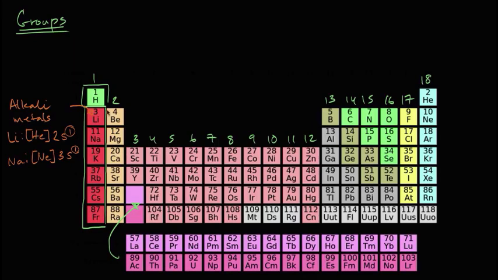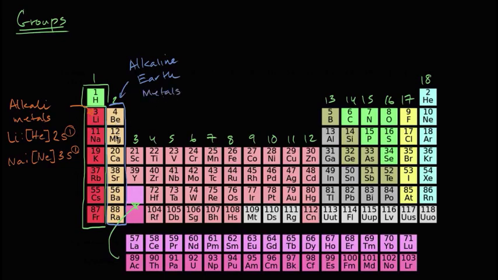If we move one over to the right, this group 2 right over here, these are called the alkaline earth metals. Once again, they have very similar properties, and that's because they have 2 valence electrons, 2 electrons in their outermost shell. They're not quite as reactive as the alkali metals, but let me write this: alkaline earth metals.